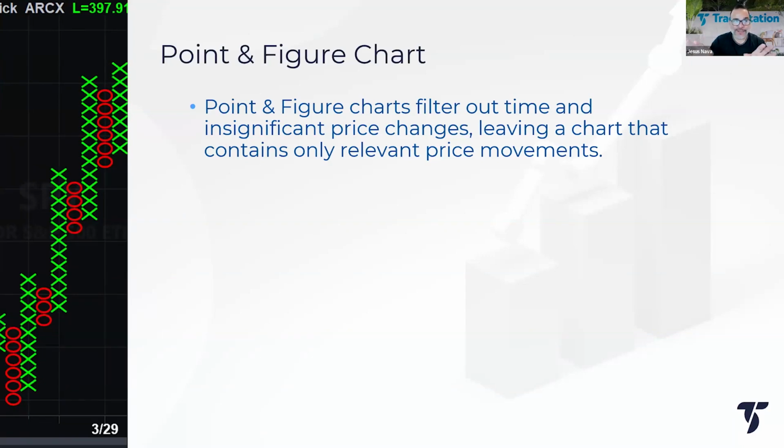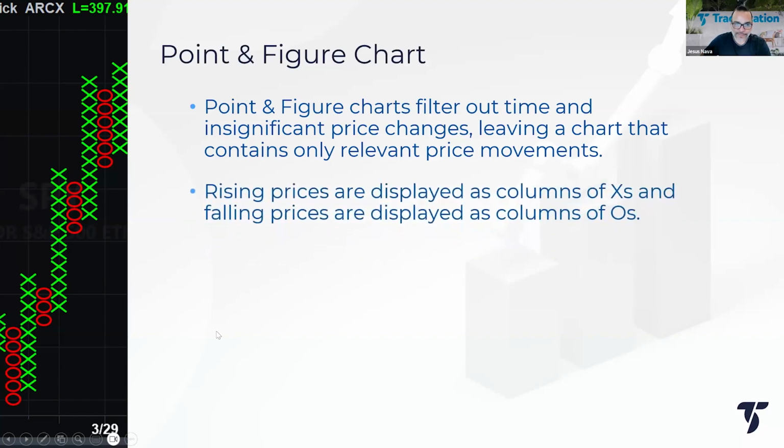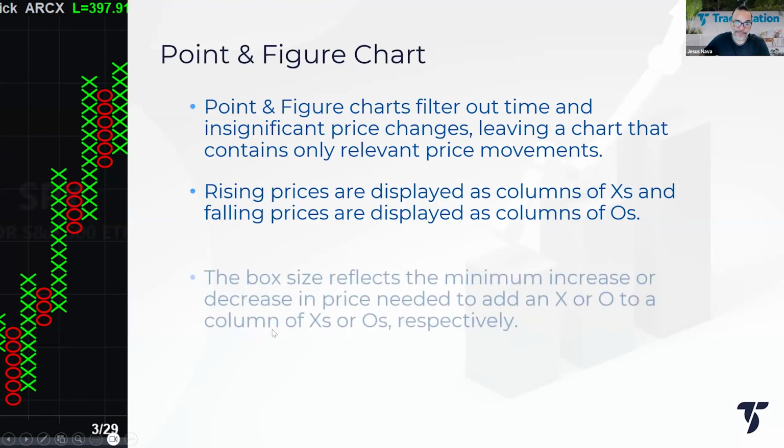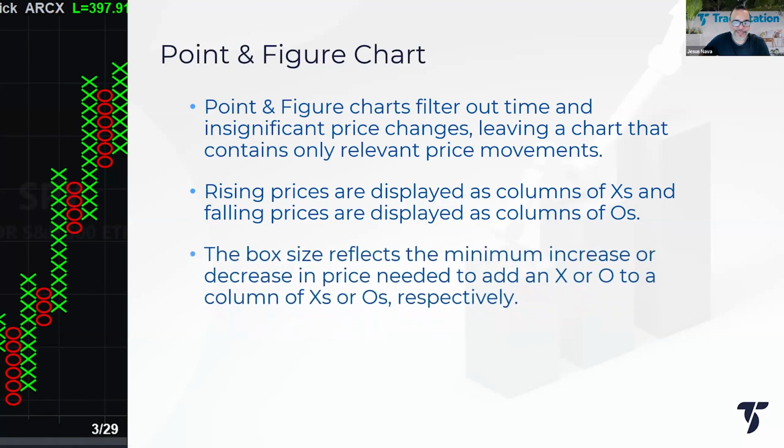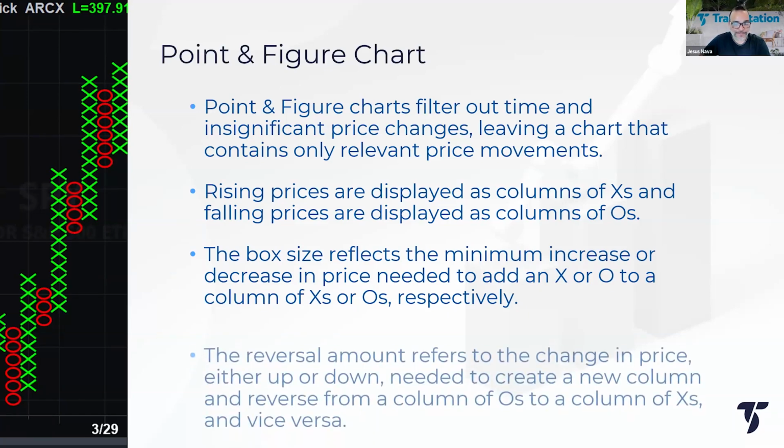And to a certain extent, you're going to have to sit there and try to figure out what those numbers are going to be for your trading style. Rising prices in a point and figure are displayed as columns of X's, and falling prices are displayed as columns of O's. The box size reflects the minimum increase or decrease in price needed to add an X or an O to a column of X's or O's, respectively.